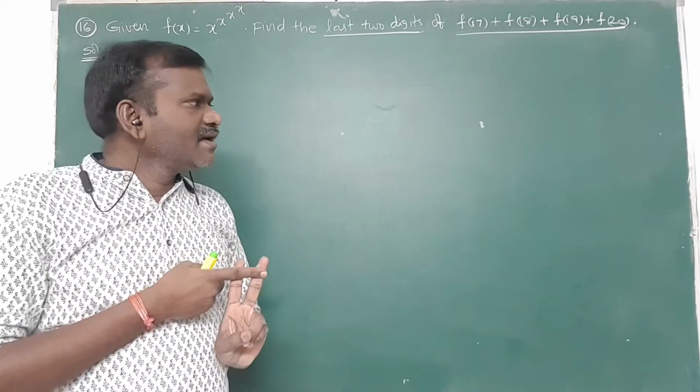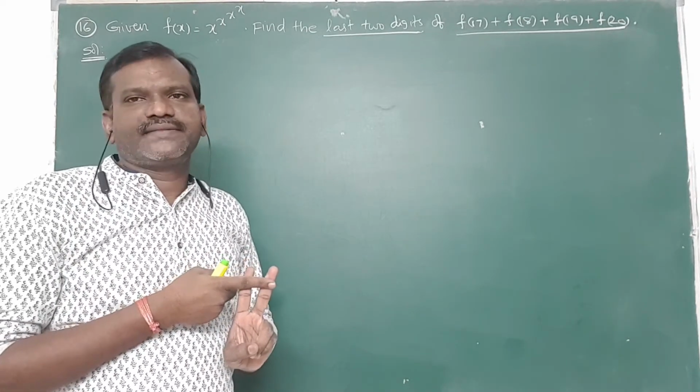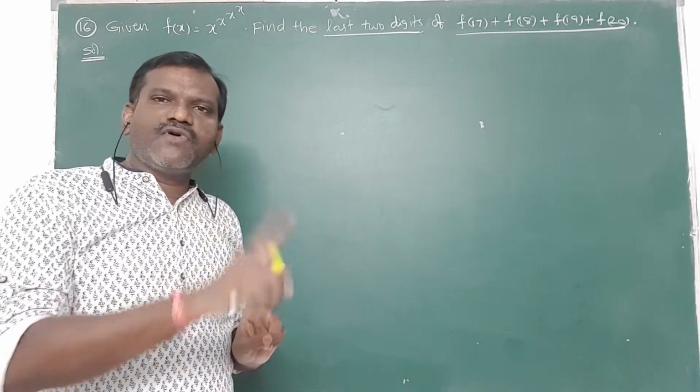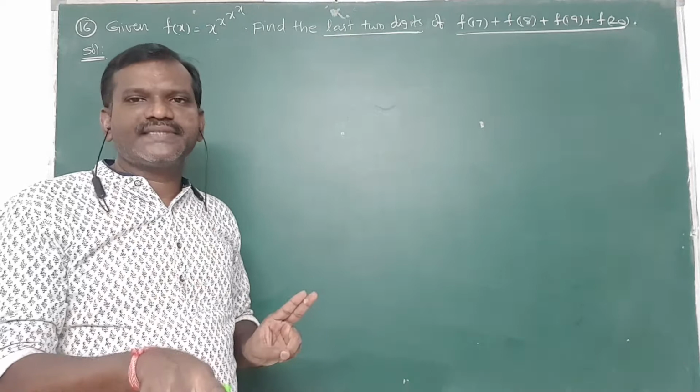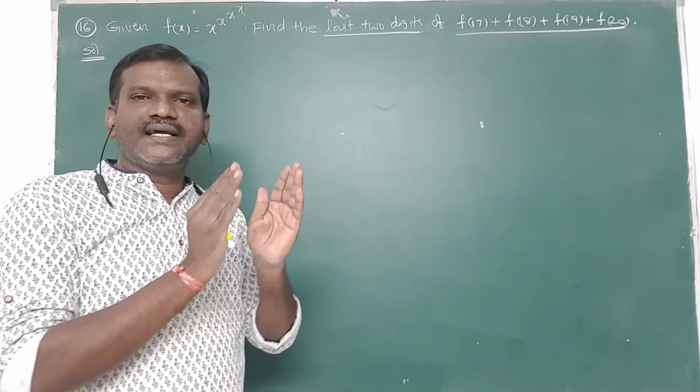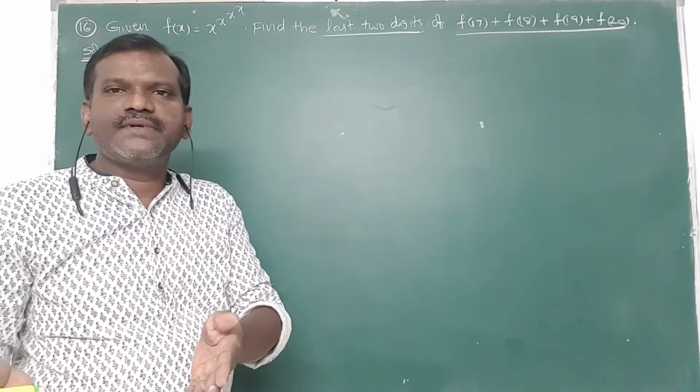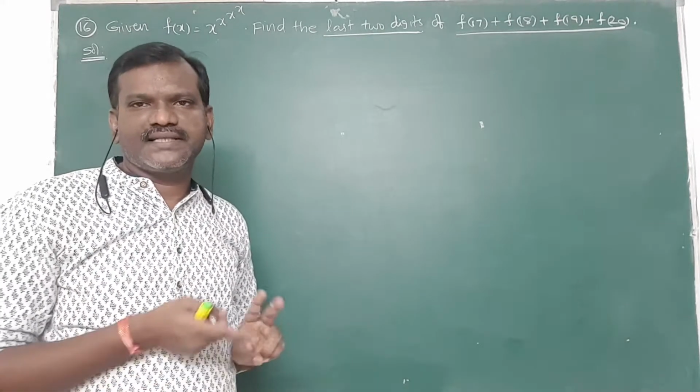Second one, how can we divide it by 100? Here one concept is there. Since 4 and 25 are both co-prime numbers, when a number is exactly divisible by 4 and 25, then that number is also exactly divisible by 100. That is the second concept.